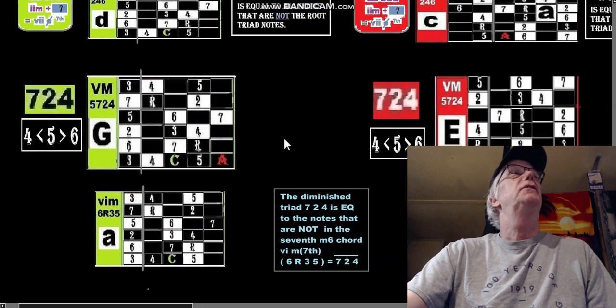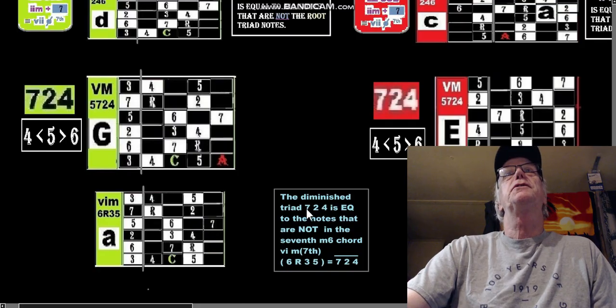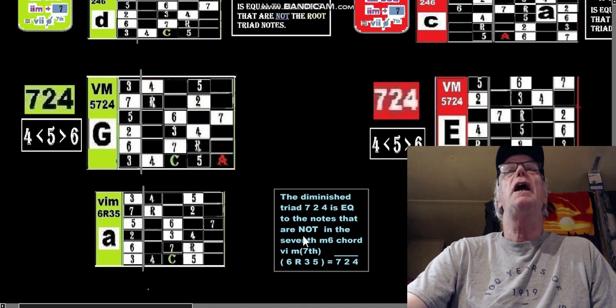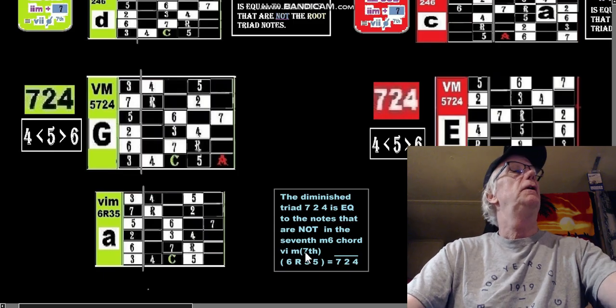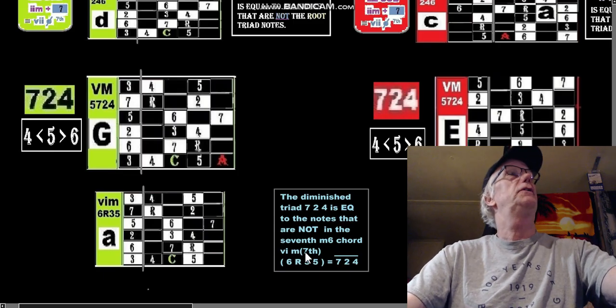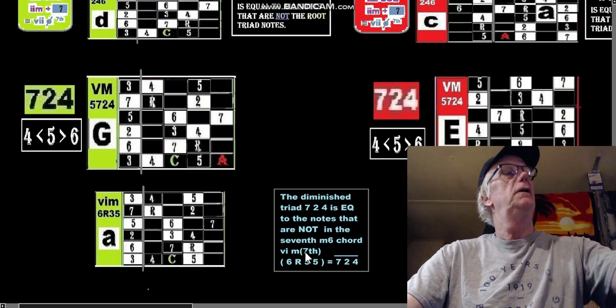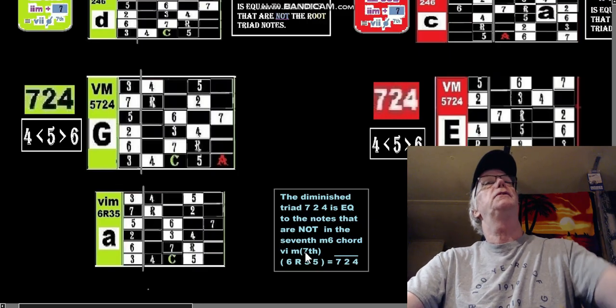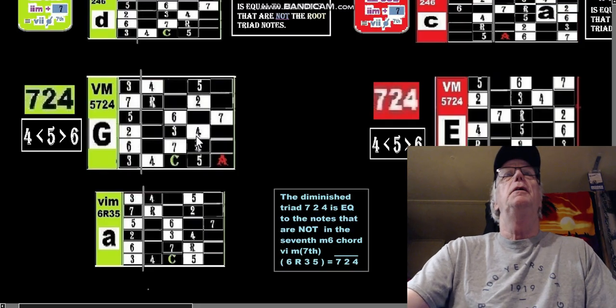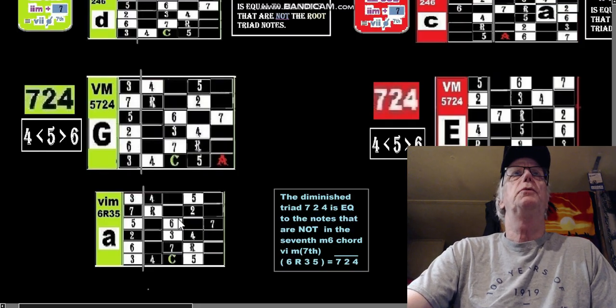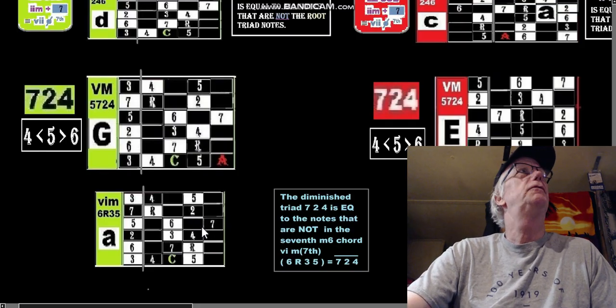Okay, last, the diminished triad 7, 2, 4 is equal to the notes that are not in the minor 6th and the Aeolian 7th. The only notes that are not in that are the diminished out of the 7 scale members. But here we don't have the 6 because we're only isolating the 7, 2, 4. There's our D.